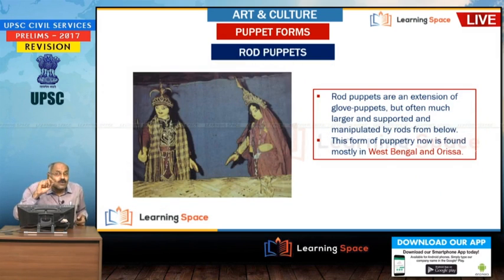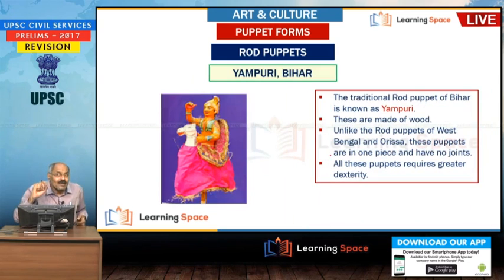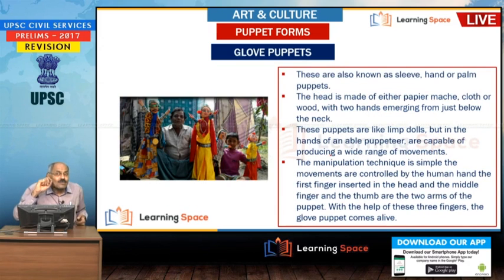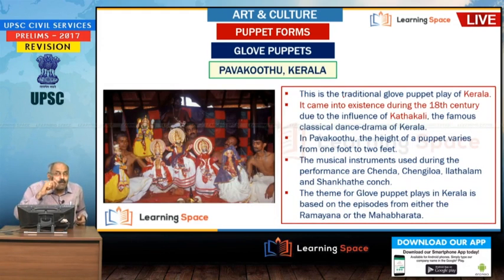Then comes rod puppets. Rod puppets are now found mostly in West Bengal and Odisha. These are Putul Nach in West Bengal, then Yampuri in Bihar. Then if you see glove puppets, this is popular in Uttar Pradesh, Odisha, West Bengal and Kerala. And Pavakuthu, Kerala, this is one example of these glove puppets.